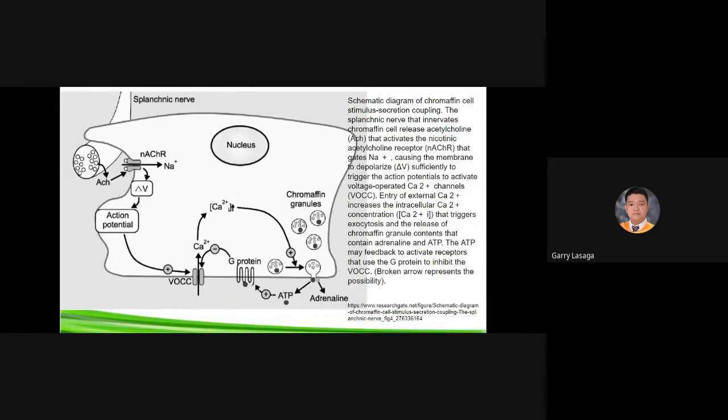We have our chromaffin granules that will be initiated to release the norepinephrine, adrenaline, or catecholamines in the presence of the calcium ions. So take note that the calcium ions are not only sourced from the outside of the cell, but they can also be coming from the ER and the mitochondria.